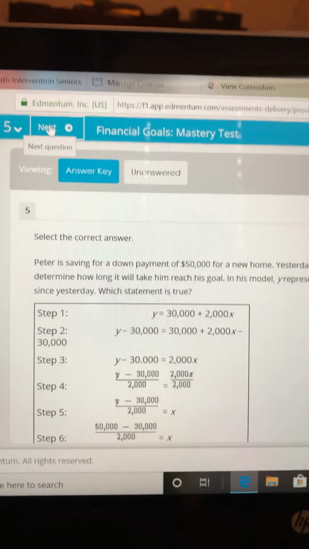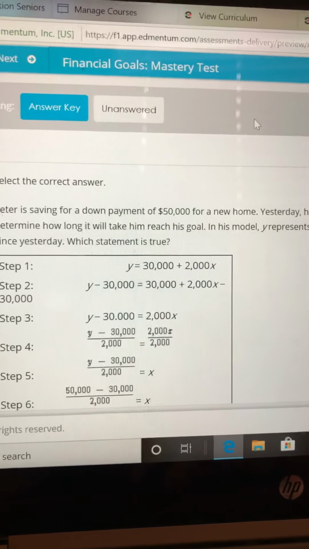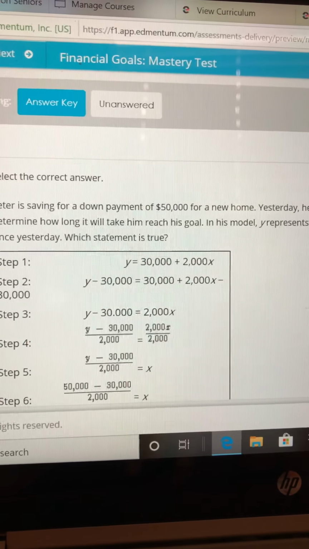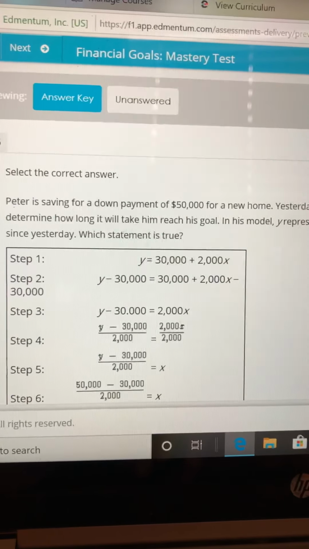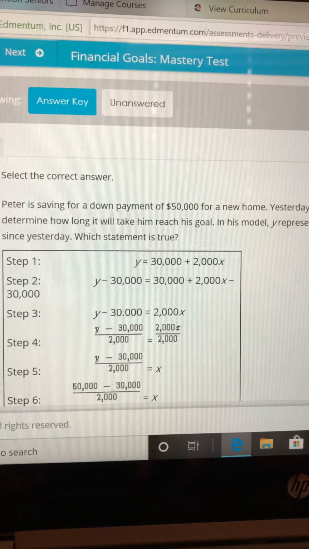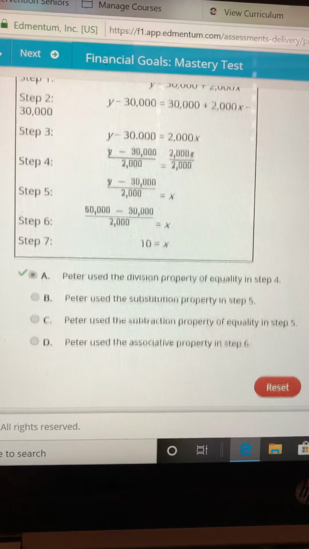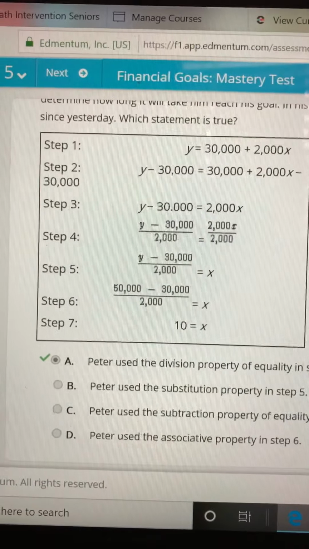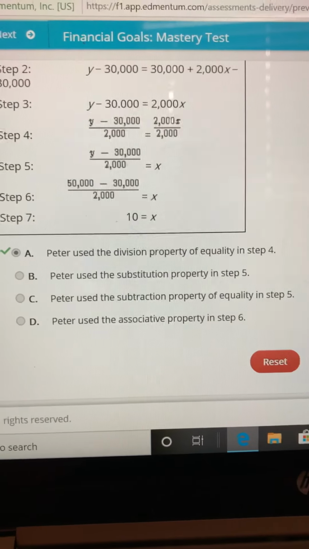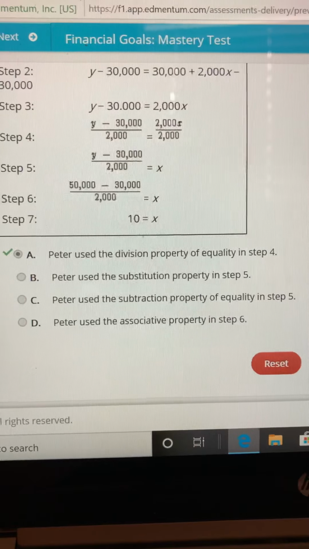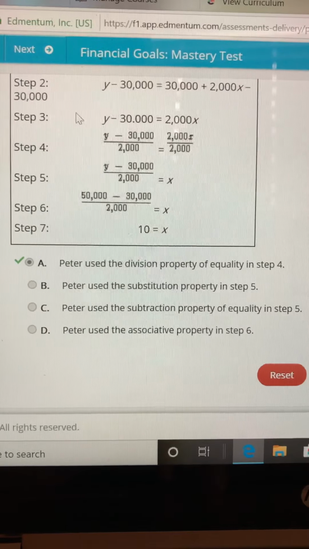Okay, next. Peter is saving for a down payment of $50,000 for a new home. Yesterday, he created an equation that models his current savings plan to determine how long it will take him to reach his goal. In his model, Y represents the total amount saved and X represents the number of months since yesterday. Which statement is true? And there's the graph he's made, his equation he's made up, and the answer is Peter used the division property of equality in step 4.